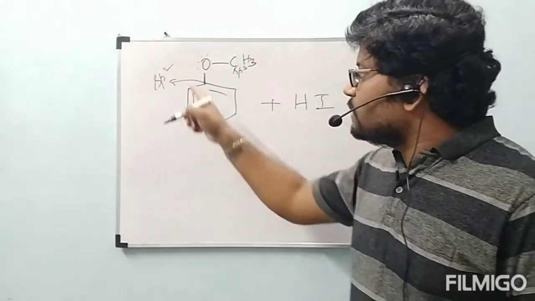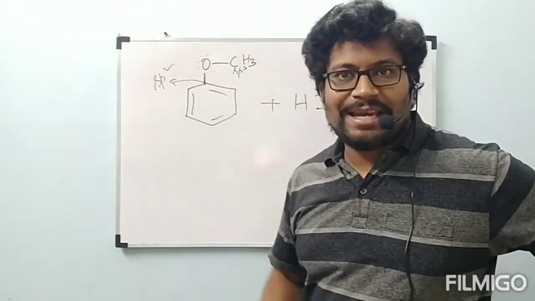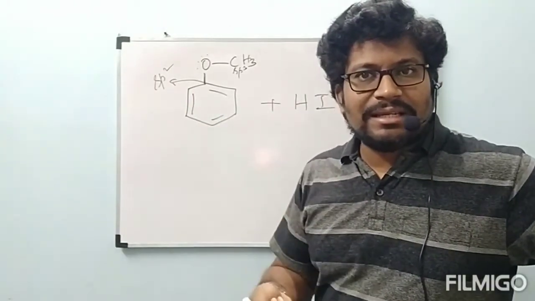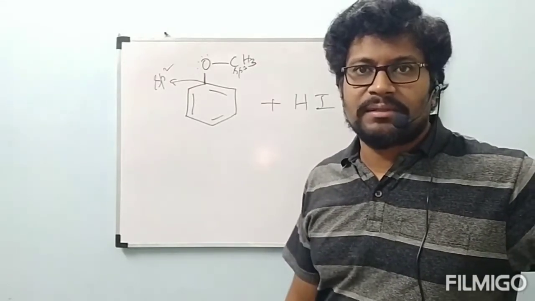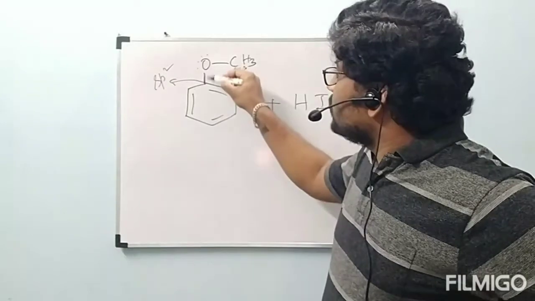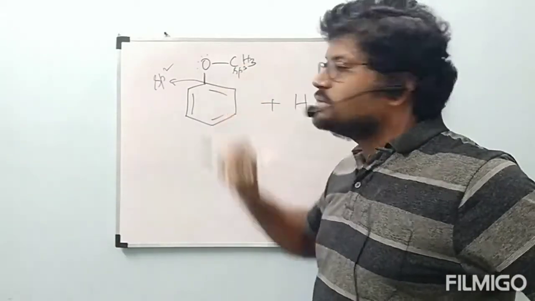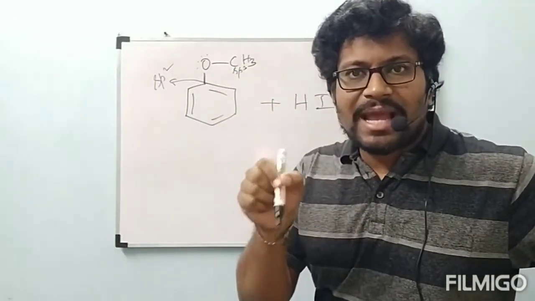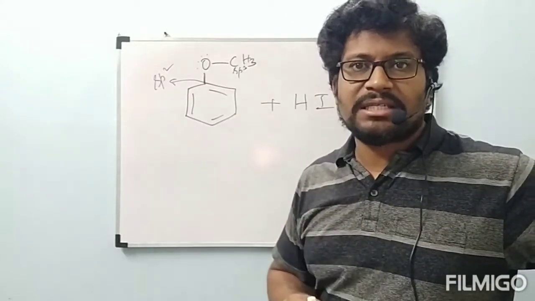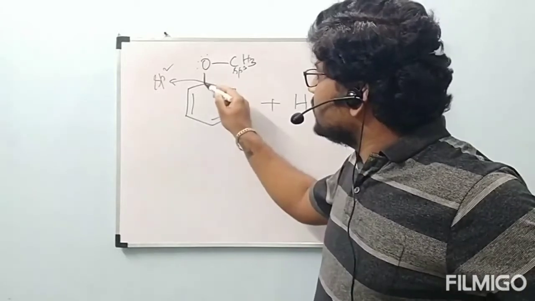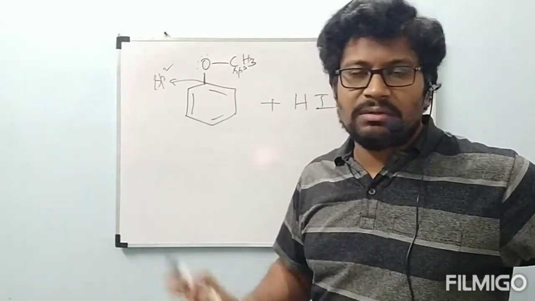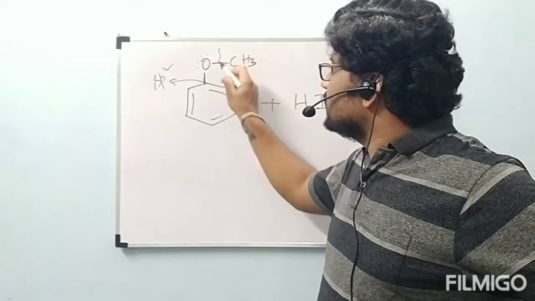Okay, sp2 hybridized carbon has high S character. When S character is increased, bond strength also increases because of increasing penetration power. So this bond will be very strong when compared to this bond. So when aromatic ethers undergo reaction with HI, there is no chance of cleavage of the aromatic carbon oxygen bond, no chance. Only this bond is getting cleaved.